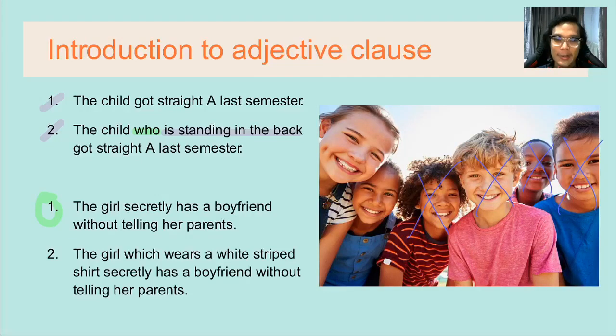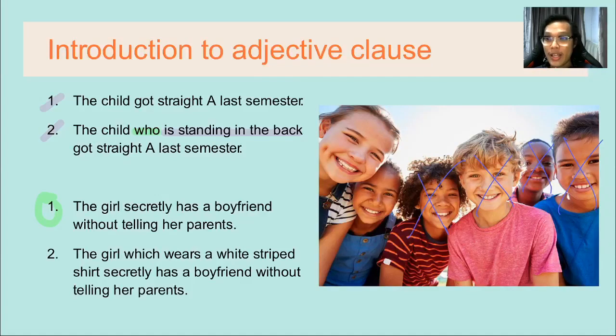So we have two girls, right? But without the adjective clause, we never know which girl of the two in the picture has a boyfriend secretly without telling her parents, right? So now we have something that we can use to describe more about the girl that has a boyfriend. So here, the second sentence, can you read it for me real quick? The girl which wears a white striped shirt secretly has a boyfriend without telling her parents.